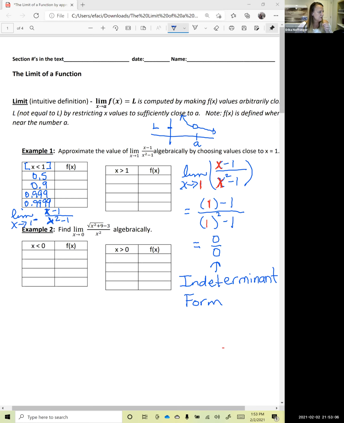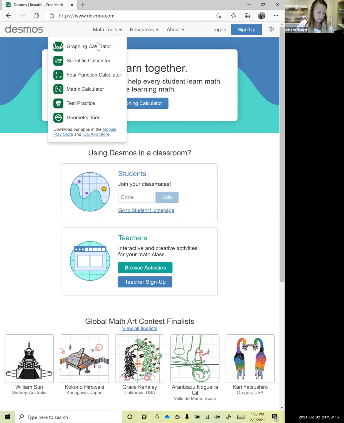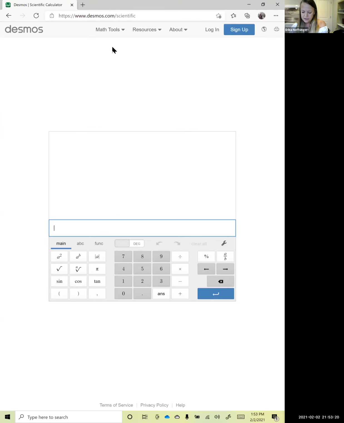So I pulled up Desmos, and it's okay to use this on your homework. I'm going to go to the math tools, to the scientific calculator. I want to define my function. And so f of x, you have to make sure you have parentheses in the right place. So it was x minus 1 in the numerator, so I need parentheses around that whole numerator. So x minus 1, all divided by x squared minus 1. So x caret 2, get out of it. I'm going to push the arrow to the right, minus 1.